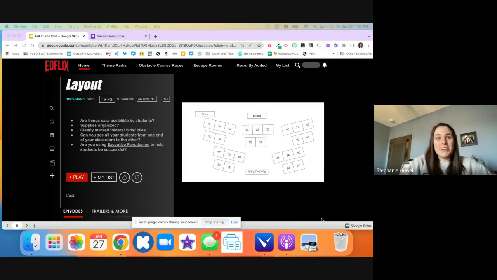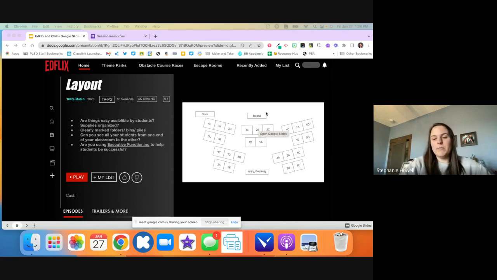So when we are thinking about seating, here is an example seating chart where you might have the door, the board. Some teachers might use flexible seating, but again, is everything easy to get to? If you want collaborative groups, are students able to work with those collaborative groups? If they're doing think, pair, share activities, are they easy and able to do that?